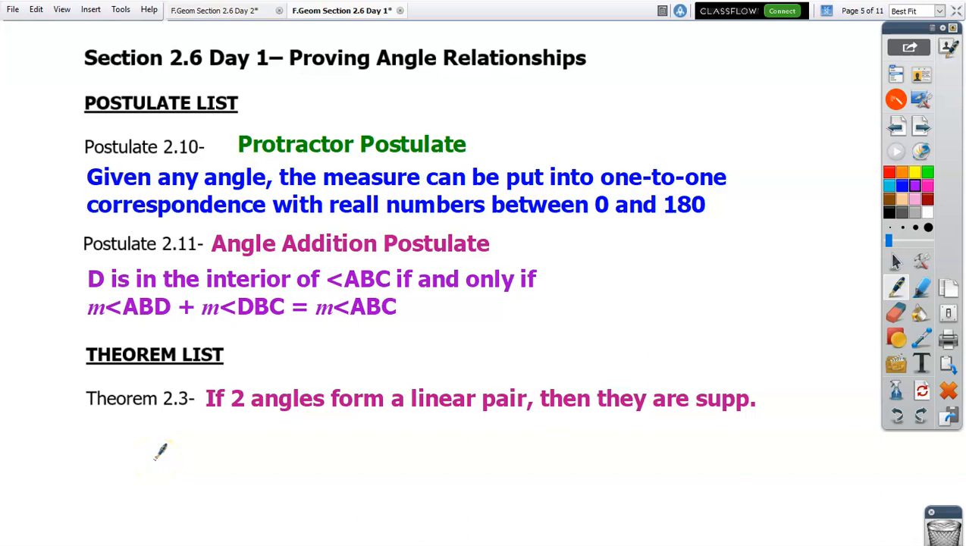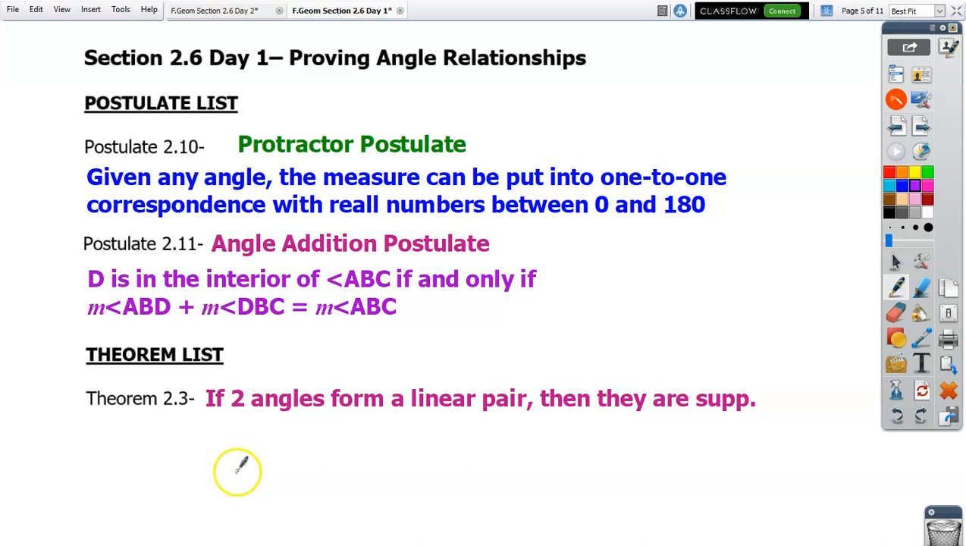So our first postulate is the protractor postulate. That says that given any angle, the measure can be put into one-to-one correspondence with real numbers between 0 and 180 degrees. That's just saying that no matter the angle, you can measure it from 0 to 180. Easy. Postulate 2.11 is the angle addition postulate.